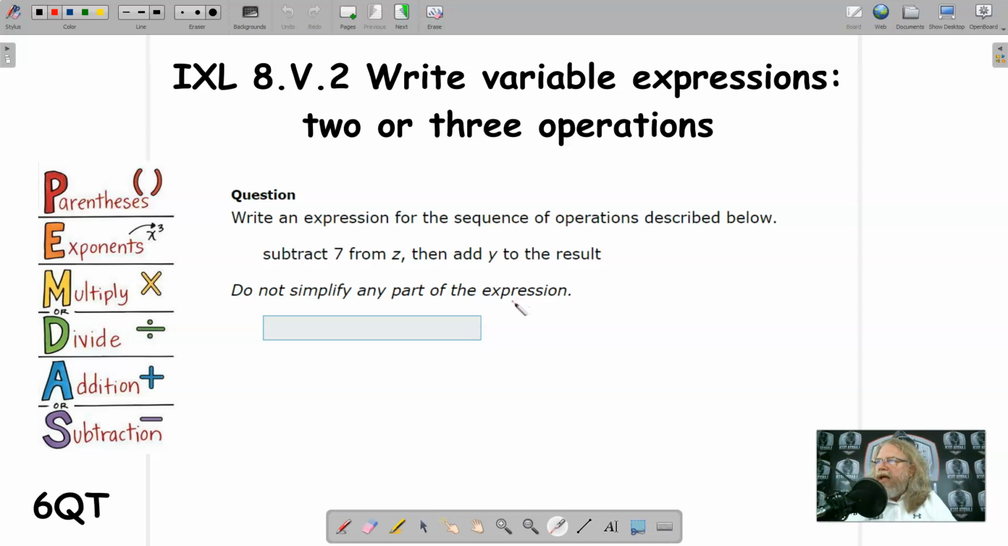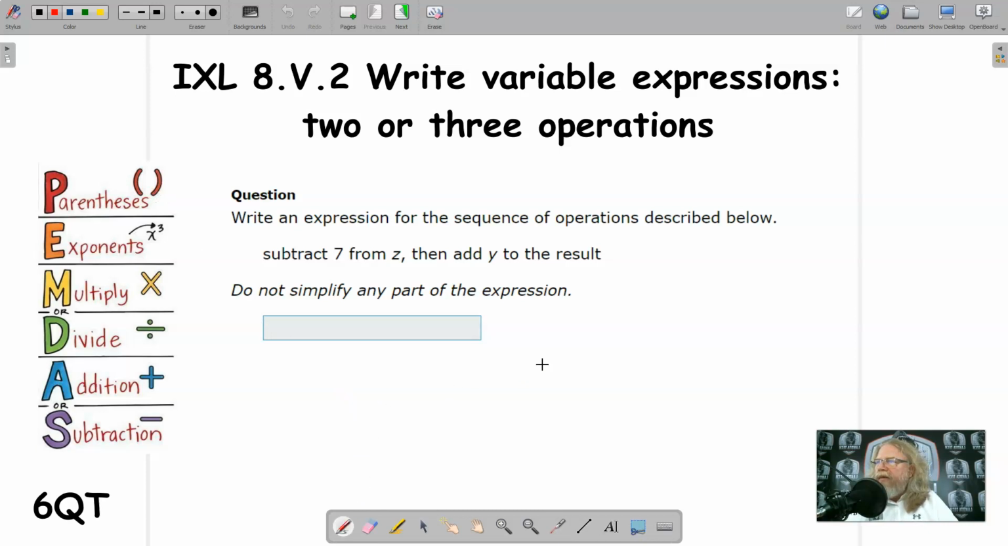So let's go ahead and look at what we have to do first. It says first subtract 7 from z, then add y to the result. It would be like if you were told go to school and then after school go to baseball practice. So you have to do one then the other. So we're going to use parentheses to demonstrate the order in which we want to do things.